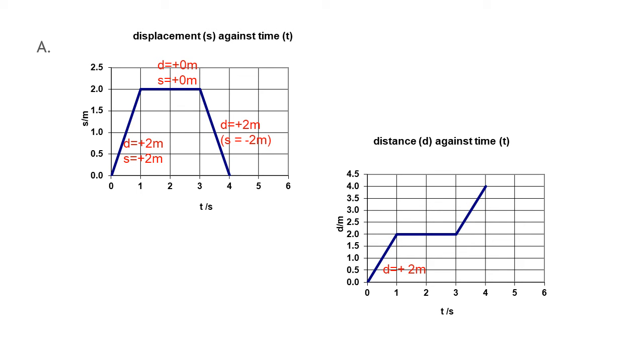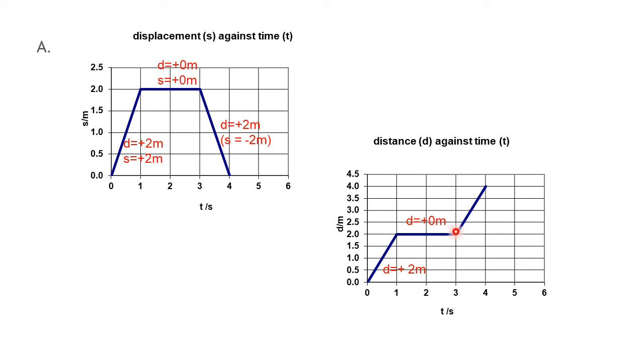The first section, the distance and displacement have both increased by 2 meters in 1 second. So the first part of the graph is exactly the same. It's basically going from 0 to 2 meters like this. It's a steady increase. The second part of the graph is also the same. The distance increase here is 0 meters.